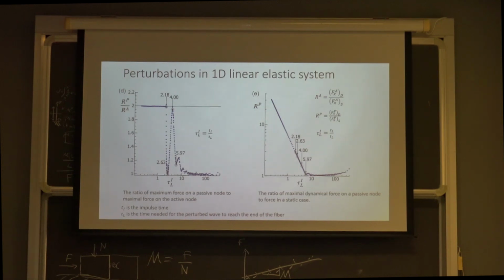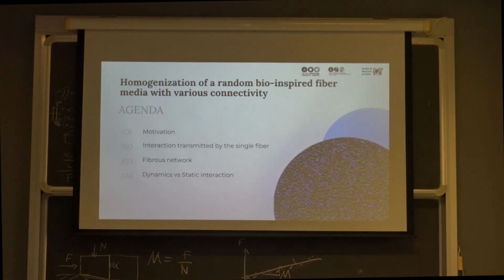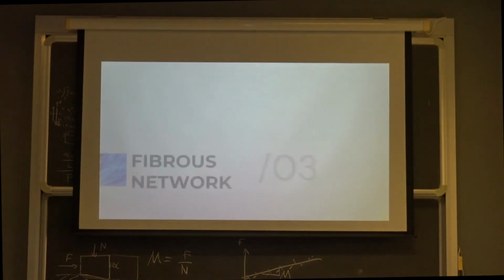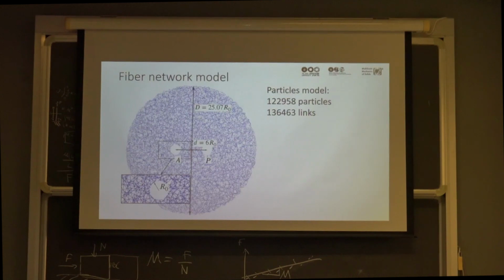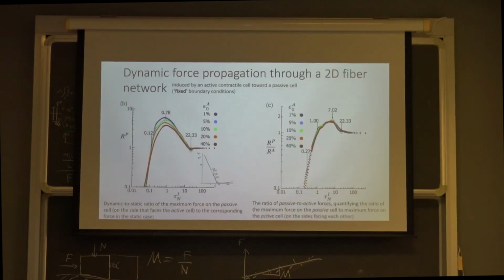But what about the network? It turns out that in the network, there are some different laws. We have the active cell, we have the passive cell, we have a network, and the network consists of the fibers, and the fibers consist of masses and springs. This is basically our model, and you can see that we considered a lot of particles and a lot of links between them.